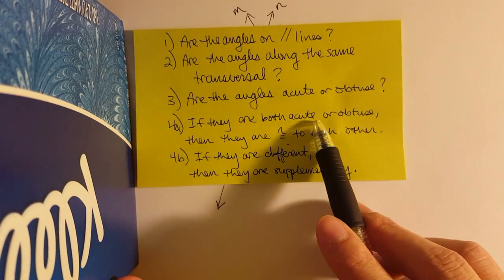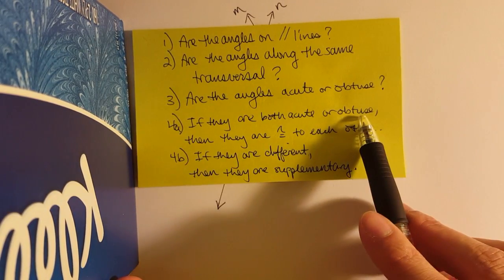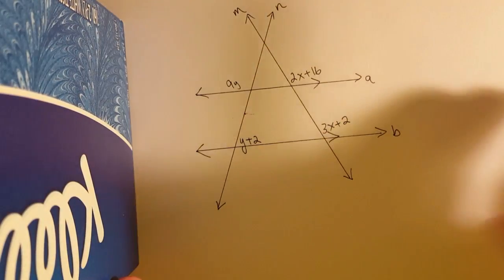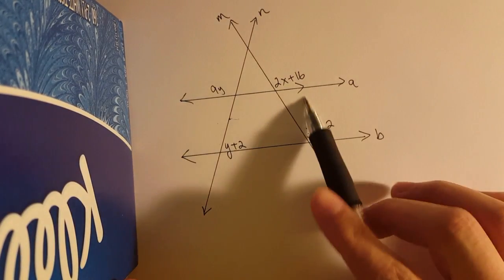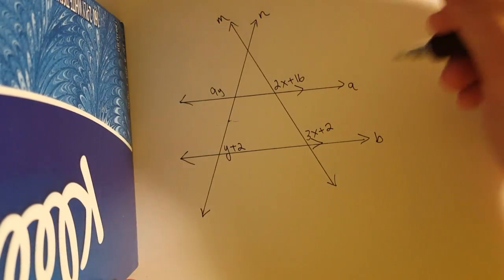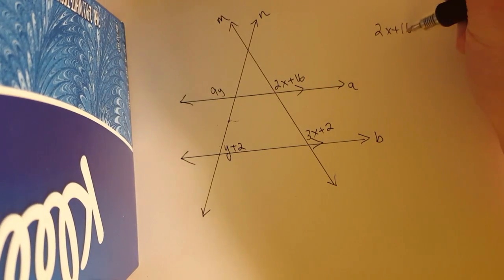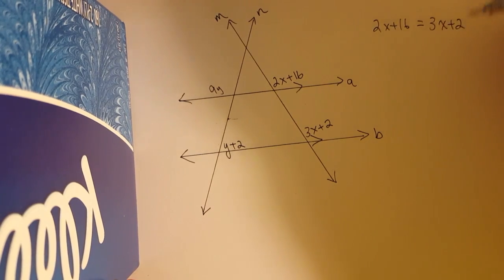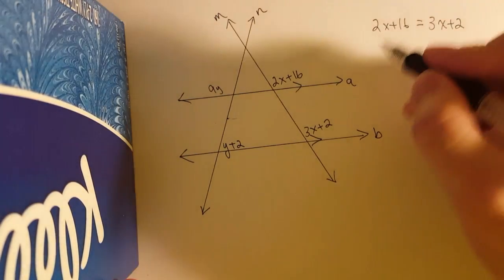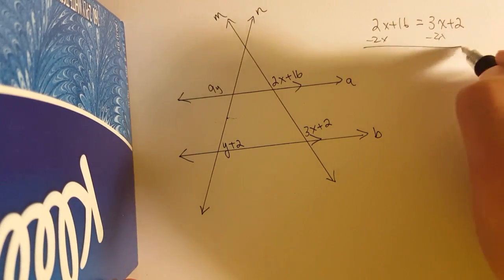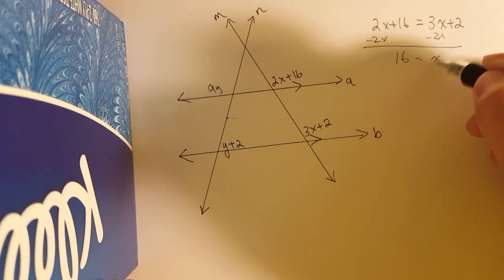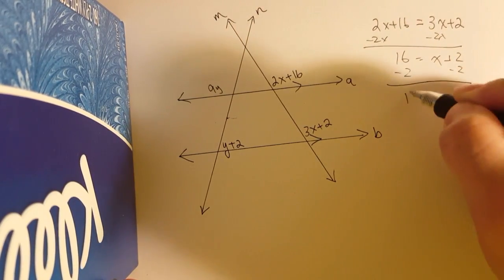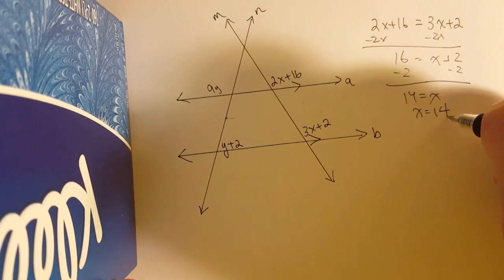If they're both acute or both obtuse, so they're both obtuse, then they are congruent to each other. So because they're congruent to each other, I can set them equal to each other. So I have 2x plus 16 congruent, so I'm going to put the equal sign, to 3x plus 2. And I can solve from there, subtract 2x on both sides. 16 is equal to 3x minus 2x, which is x, plus 2. Subtract 2 on both sides. 14 is equal to x. x is equal to 14.